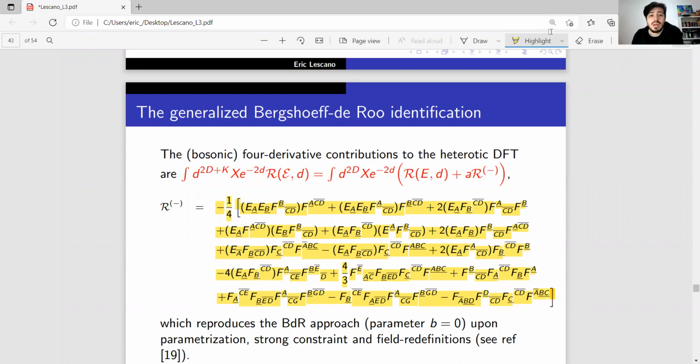This is the four derivative contribution that we need to put in here in order to match, for example, the Roux approach. If you parameterize all this huge action and you perform the non-covariant field redefinition for the field B and covariant field redefinitions, at the end of the day, you will obtain the Roux approach. Obviously, I am not going to do that at this moment because I have my last 10 minutes. So the idea is that this reproduces the Roux approach in this case.